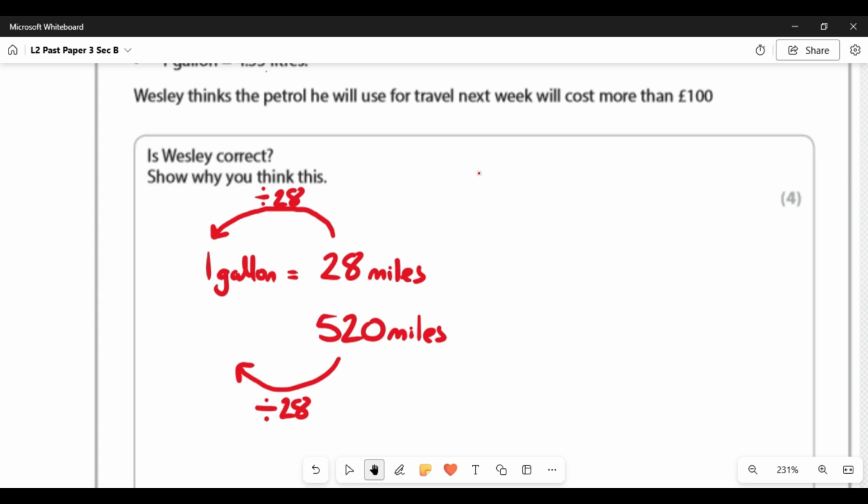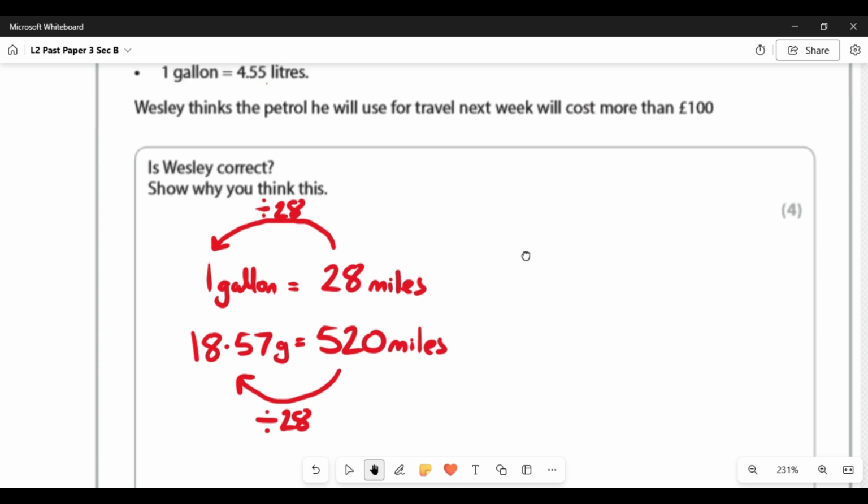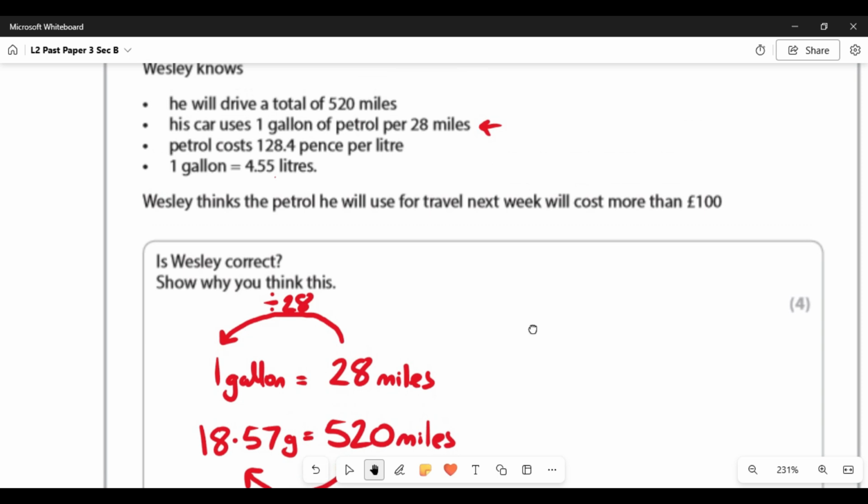So on my calculator, 520 divided by 28 gives me, okay, it looks a bit weird. Let's go with it though. Let's put down 18.57 gallons, roughly. I had to round it a little bit, so I'll use 18.57. I wouldn't round it too much because obviously your final answer will be slightly off. So let's use 18.57 gallons.